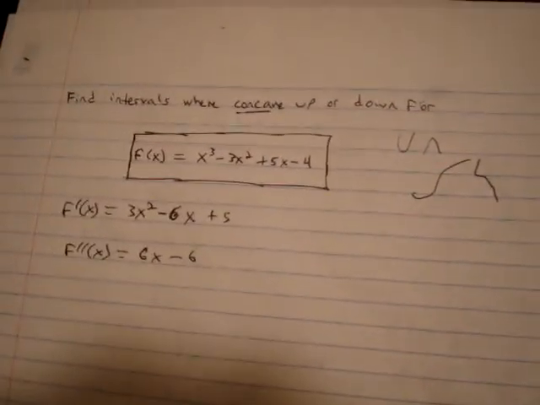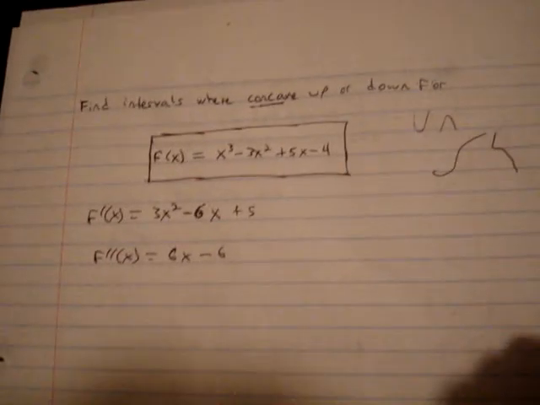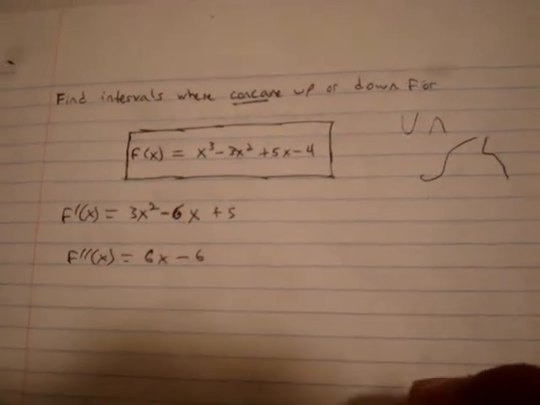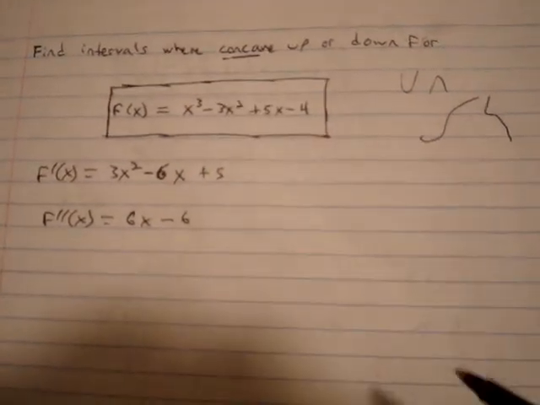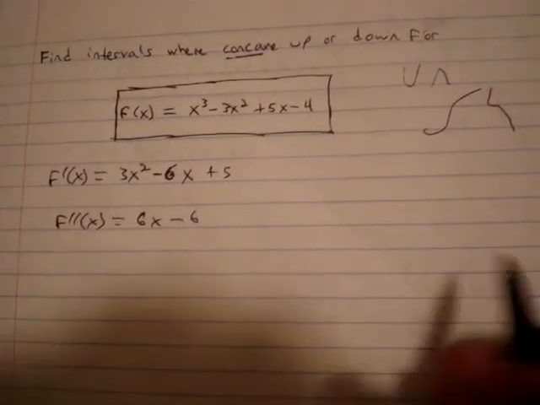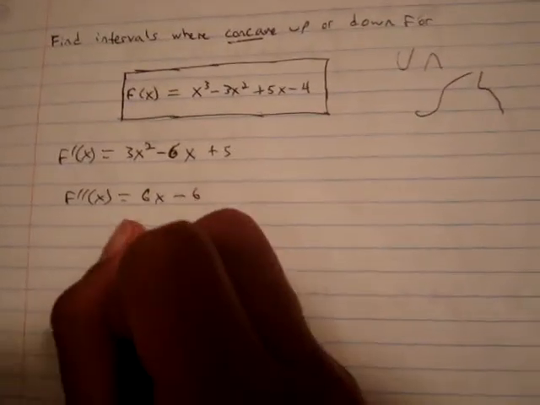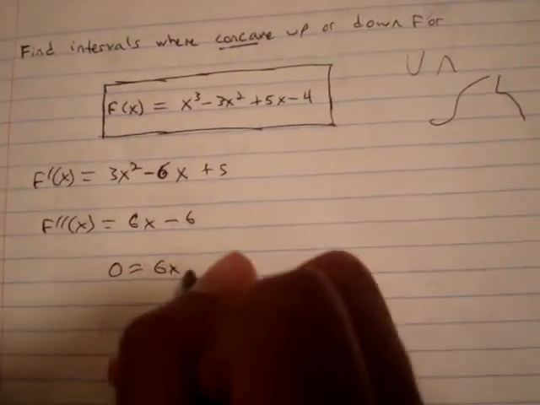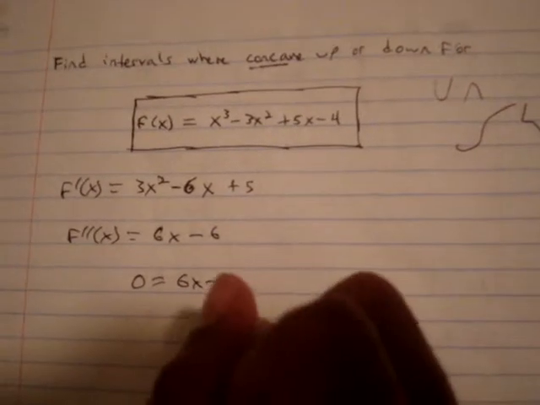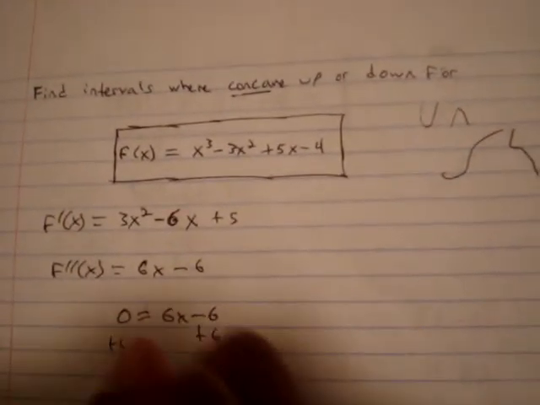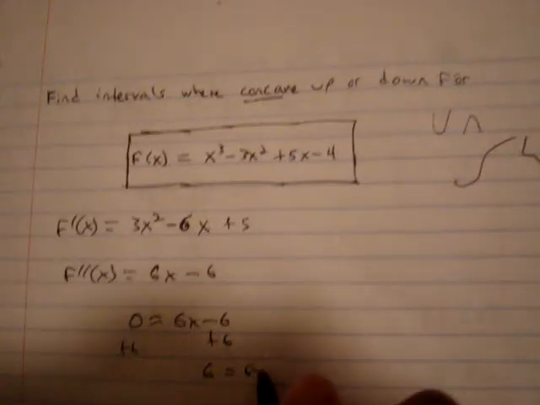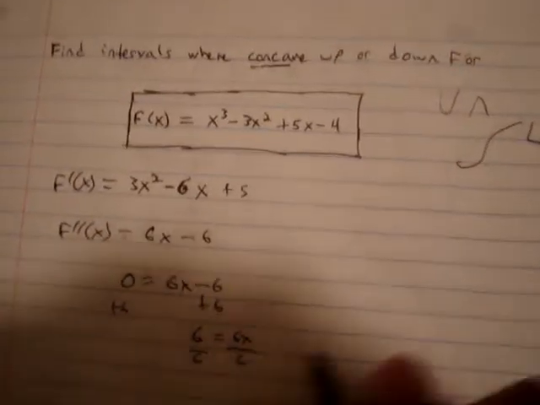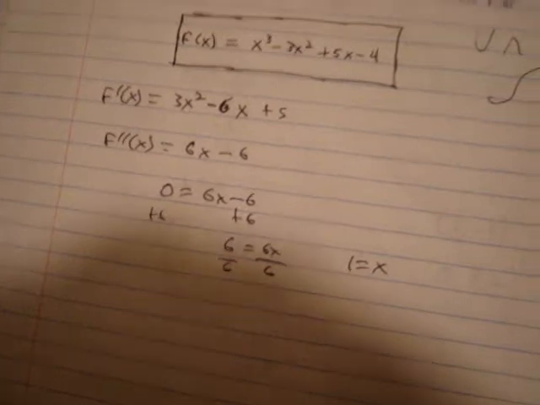So in order to find any inflection points, and before I say anything else, an inflection point is a point on the graph where it changes from being concave up to concave down or vice versa, which is going to be very helpful because that's what we're looking for. So all we have to do is just set this equal to 0 and solve. So we have 0 equals 6x minus 6. All we do is add 6 to both sides. You end up with 6 equals 6x. Then you divide by 6 and you get 1 equals x. Of all the numbers to use in the world, this is quite simple.